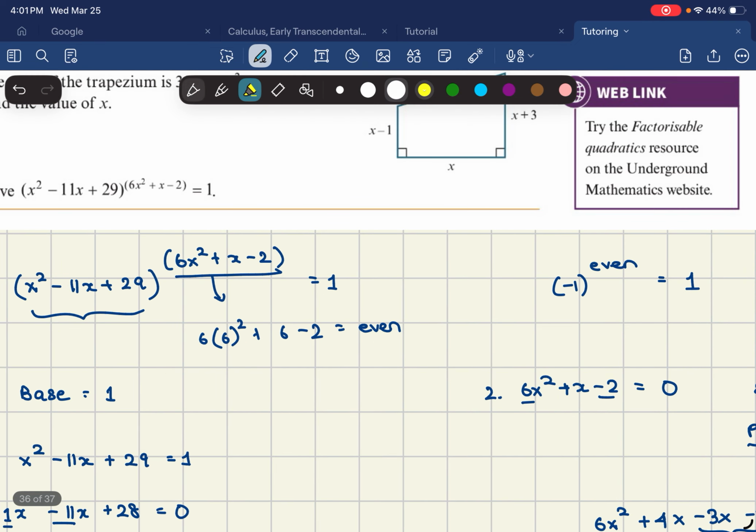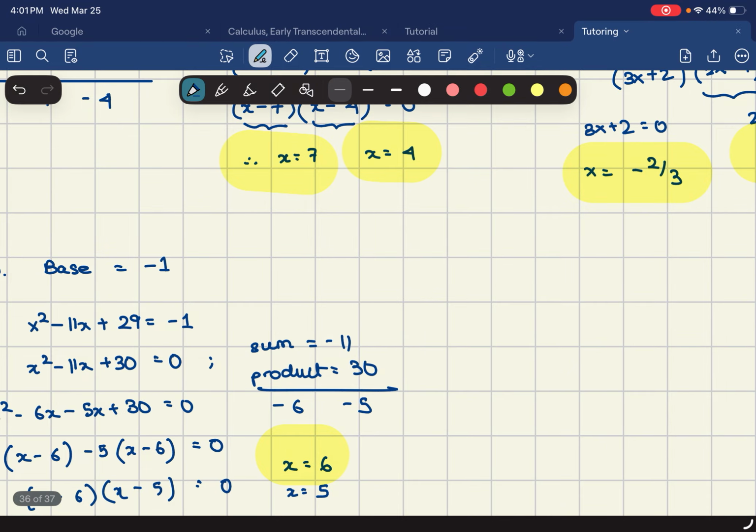But if we take x is equal to 5, 6 times 5 squared plus 5 minus 2, this is odd. This is 150. This evaluates to 153. So therefore, if it's 5, then I don't get an even exponent. So -1 to an odd exponent would still give me -1. So x equal to 5, you reject that solution.